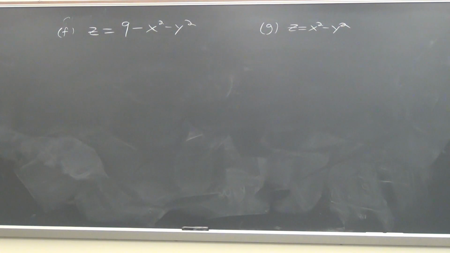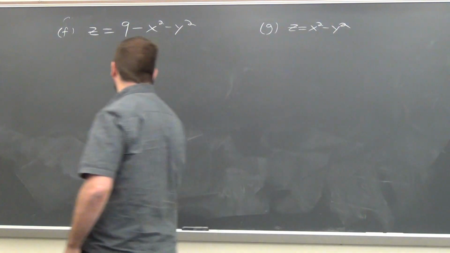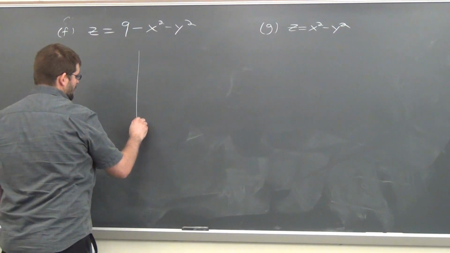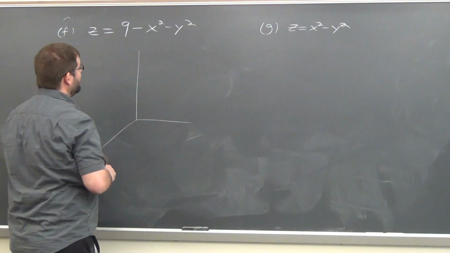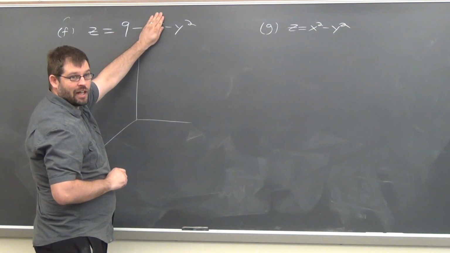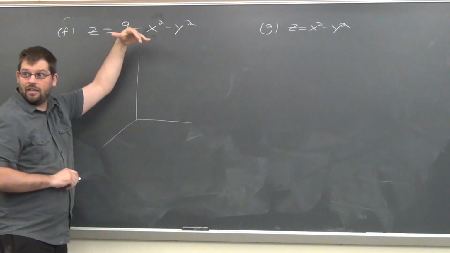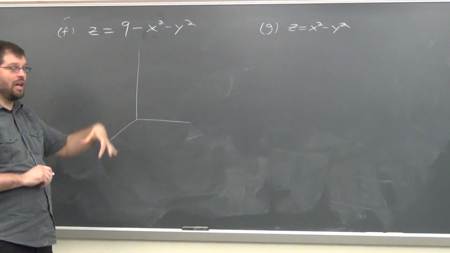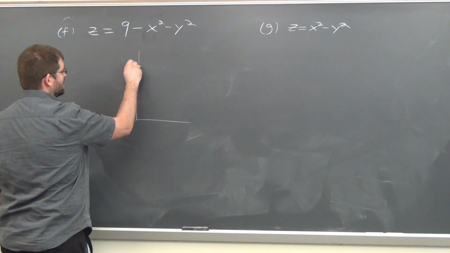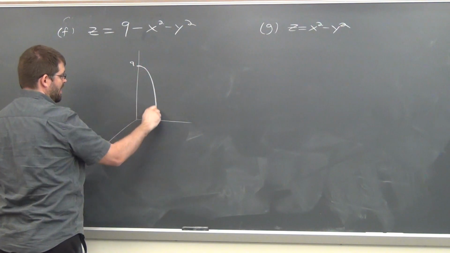Okay, so let's come back and do these. So what about this first one? z equals 9 minus x squared minus y squared. Again, if you think of the x being gone, what is that? From 9 opening down, right? So it's a parabola opening down, starting up. Let's just say this is 9. And so you're going to get that kind of behavior.